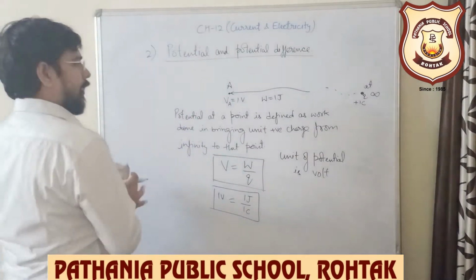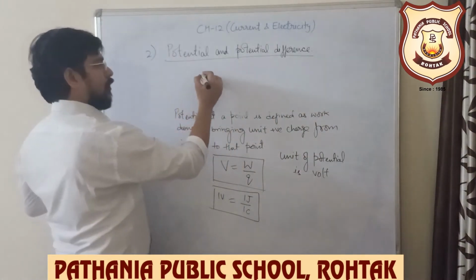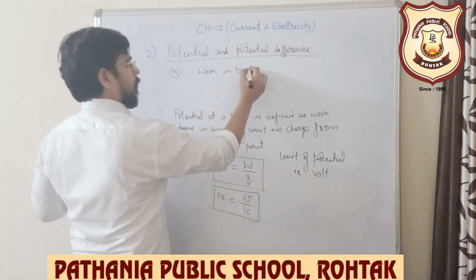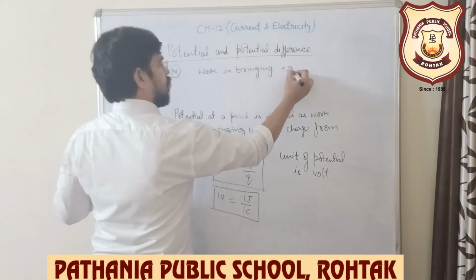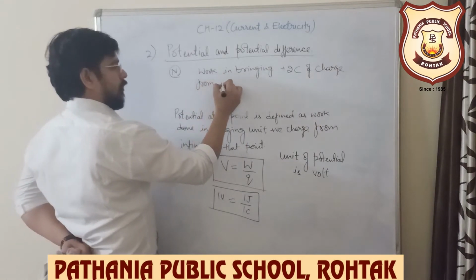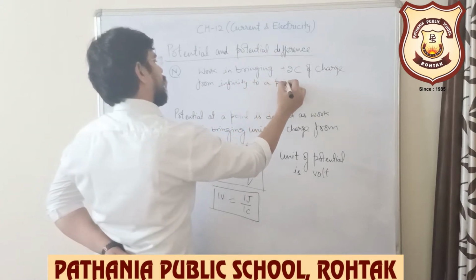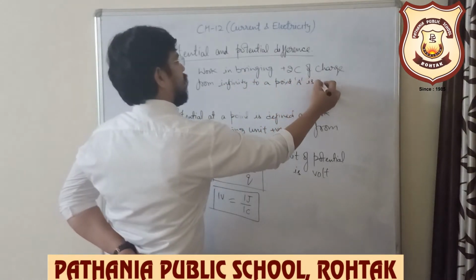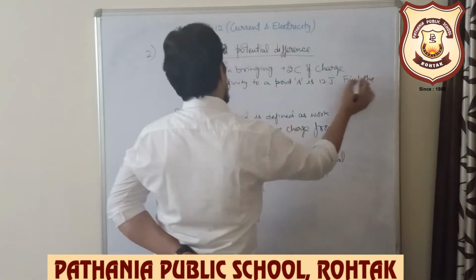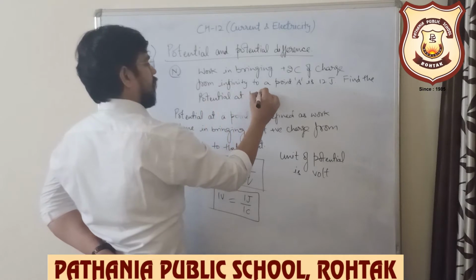So if we are having some numerical in this, for example, work done in bringing plus 2 coulomb of charge from infinity to a point A is 12 joule. Find the potential at point A.